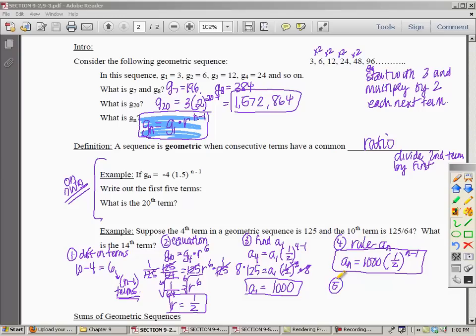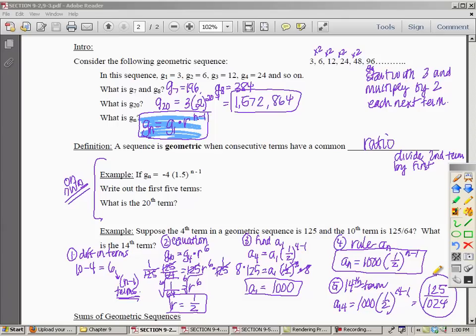And last but not least, they ask you, can you find the 14th term? So I plug in a sub 14 is 1,000 times 1/2 to the 14 minus 1, or the 13th. Hit math fraction when you're done. You get 125 over 1,024. Didn't want to make a circle for me.